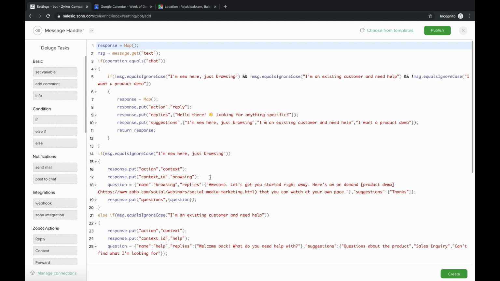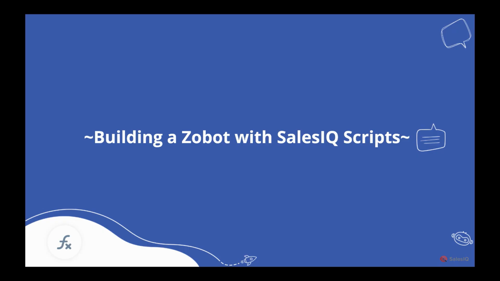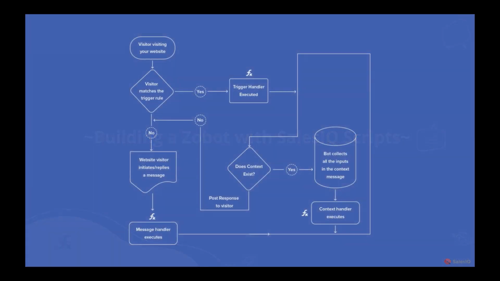All right, so here we are. In this webinar, we'll be looking at how to build a Zobot using SalesIQ Scripts. First, I'll tell you how the flow goes. A visitor lands on the website. If this visitor matches the criteria that has been set up inside the Zobot during configuration, the Zobot is going to trigger a message to the visitor. If not, it doesn't trigger a message and the visitor must proceed to initiating a chat with the Zobot.